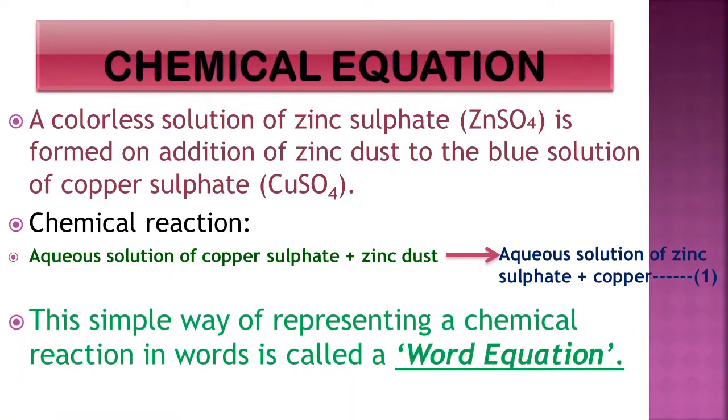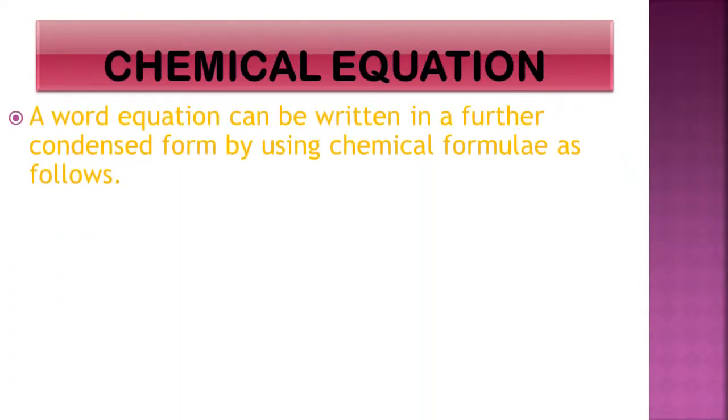So this simple way of representing a chemical reaction in words is called a word equation. That means what I have written in green and blue is called a word equation. All right, now a word equation can be written in further condensed form by using chemical formulae as follows.